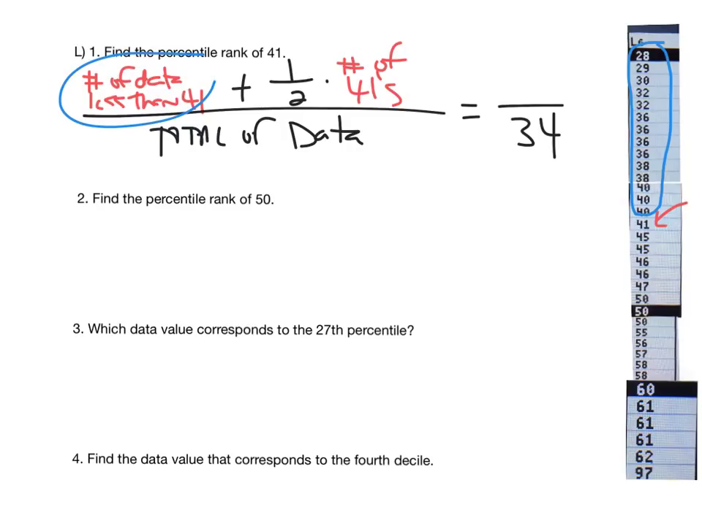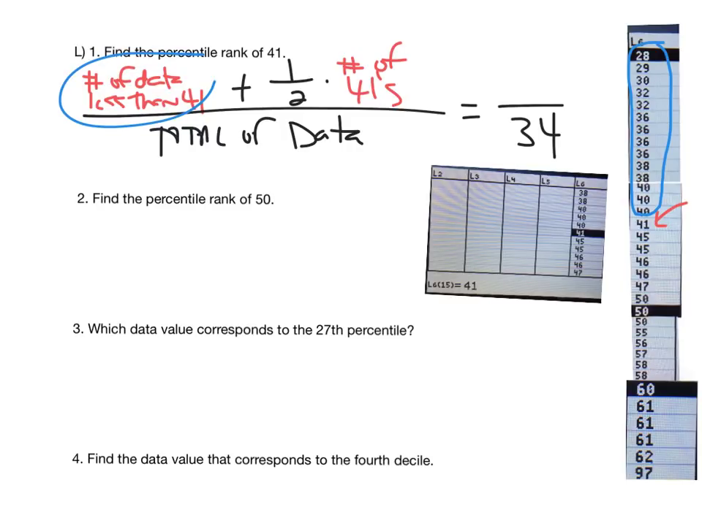And the most efficient way to do that is just to find 41 in your list. Here 41 is in the 15th spot, so that means there has to be 14 data values that are less than 41. So we're going to go 14 plus 1/2 times.